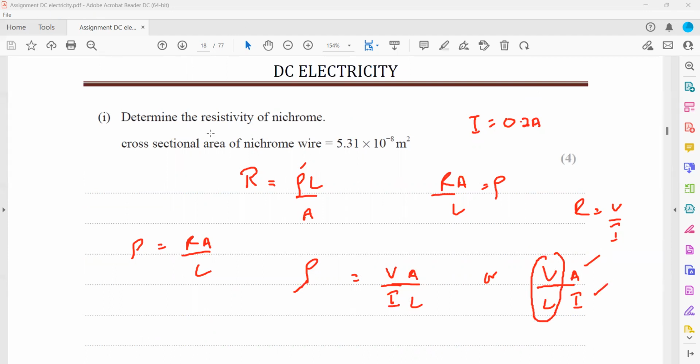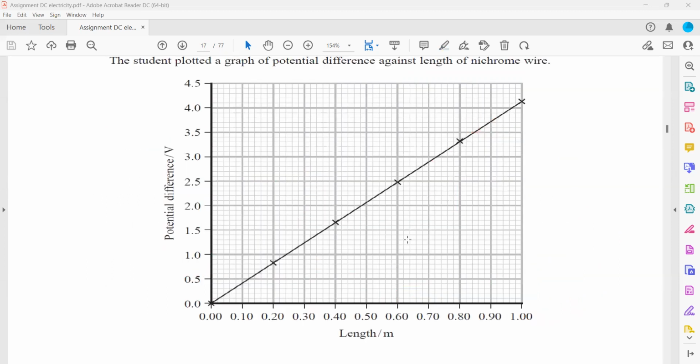So the student plotted a graph between voltage and length. If I find the slope here, remember the gradient of the graph is the quantity on the y-axis divided by the quantity on the x-axis. So on the y-axis I have potential, on the x-axis I have length. So when I divide them, I will get the ratio. If I find the gradient of this straight line by using the formula y2 minus y1 over x2 minus x1, the gradient itself, because gradient is a slope and slope itself is a ratio between the quantity on the y-axis divided by the quantity on the x-axis, is V over L.